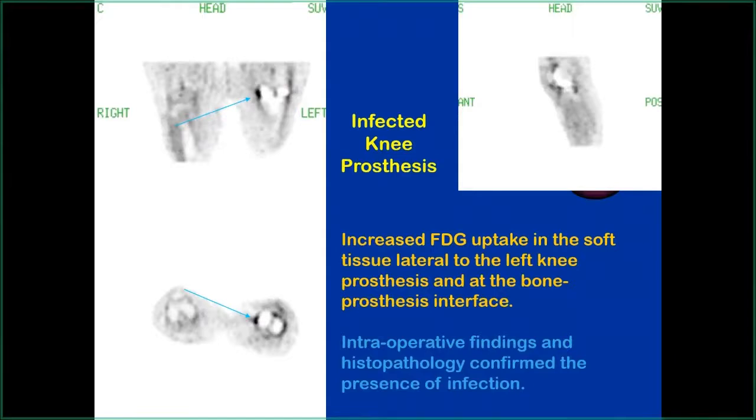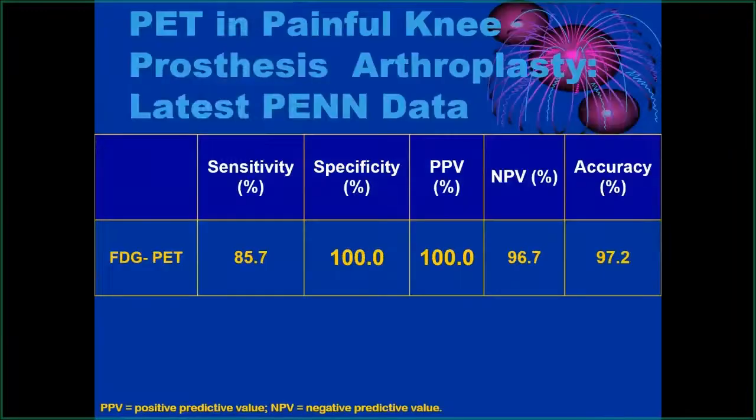Similar to what I've said about hip prosthesis, we see evidence for infection in knee prosthesis. Again, this is going to be in the interface between the prosthesis and adjacent bone, as you see so vividly in this patient. And similar to what I've described about hip prosthesis, the performance of FDG-PET is excellent in this population with high sensitivity and specificity.